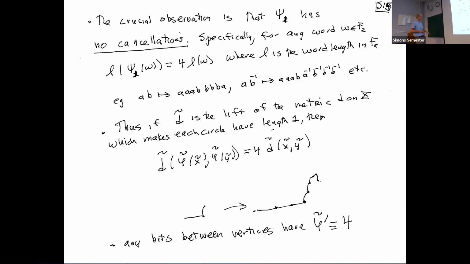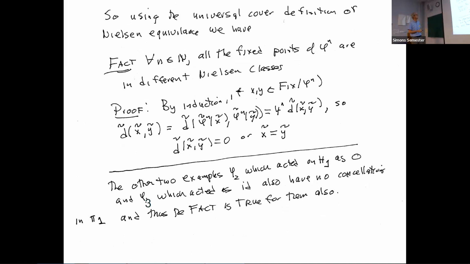So what this means dynamically and geometrically is that in the cover, lengths are stretched by 4. So when you have a pair of points in the cover and you hit them by the lift of the map, they get 4 times as far apart. All right, so that makes it impossible for a lift to have 2 fixed points. So that's the implication here, that all the fixed points of phi to the n are in different Nielsen classes.